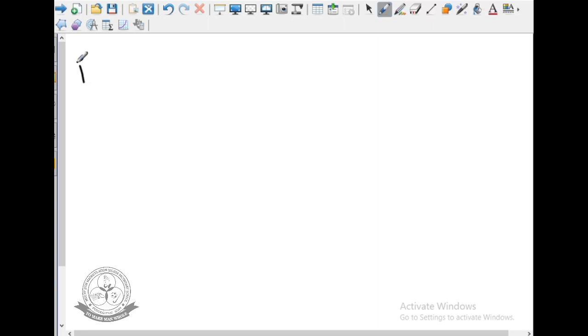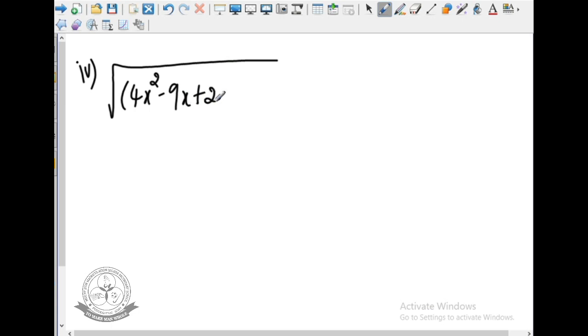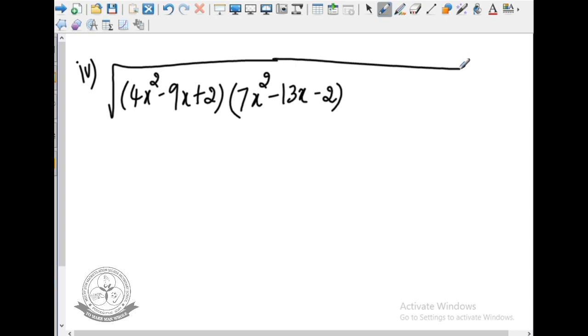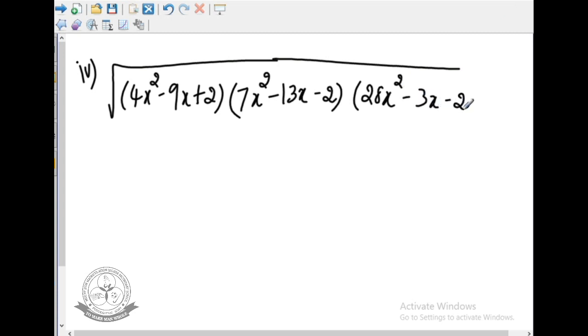Next, fourth question. Square root of 4x² − 9x + 2 into 7x² − 13x − 2 into 28x² − 3x − 1. Check whether your minus and plus signs are written correctly or not.